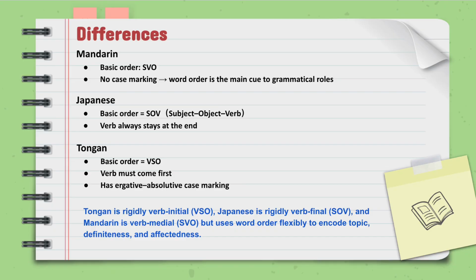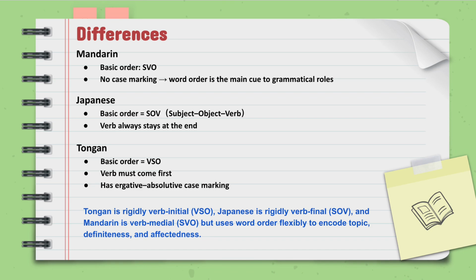When we compare these three languages, we see clear contrast. Mandarin follows the basic SVO order and has no case marking, so word order is the main indicator of grammatical roles. Because of this, it's more rigid in terms of interpreting who is doing what. Japanese, on the other hand, uses case particles like ga or o, which allow more flexibility for the noun phrases while keeping the verb fixed at the end.